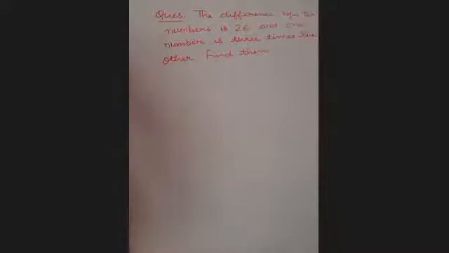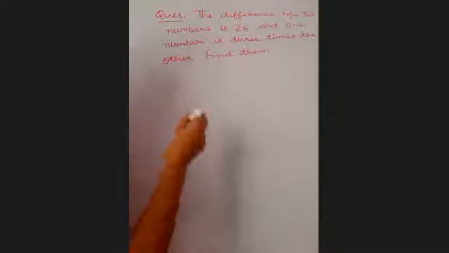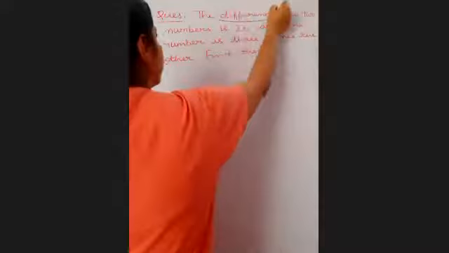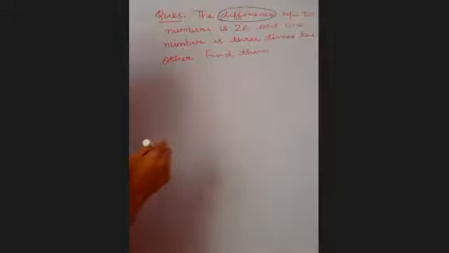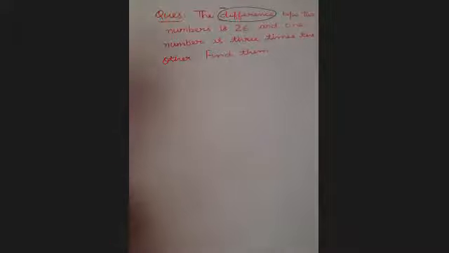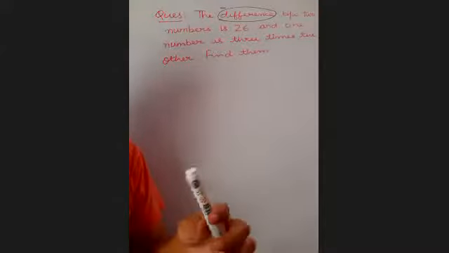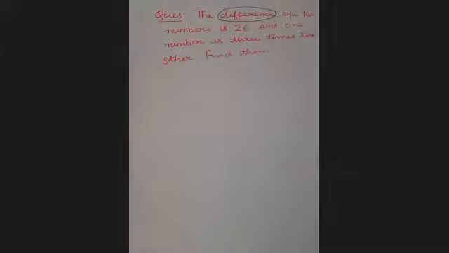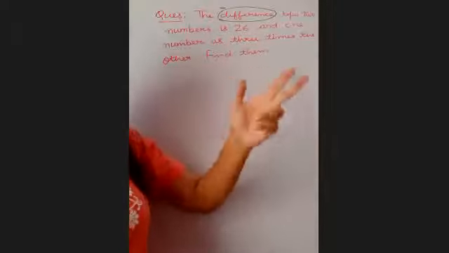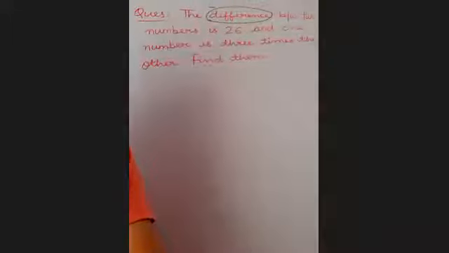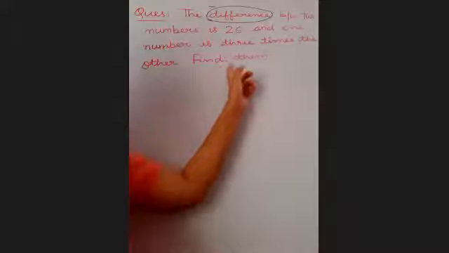The difference between two numbers is 26. There are two numbers and the difference between them. What do we mean by difference, children? Which operator will be there for difference? Minus. So there are two numbers and the difference between them is 26, and one number is 3 times the other. Of the two numbers, one is triple of the other number. Find them.